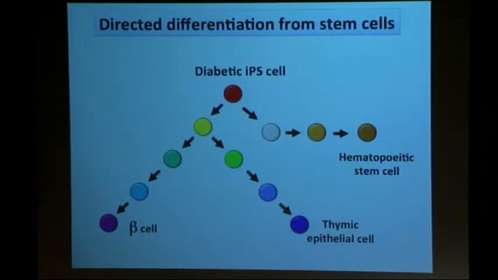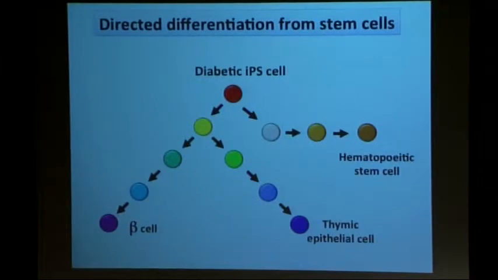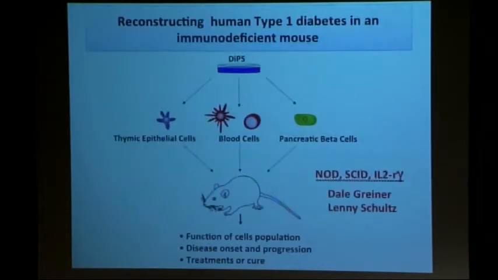So this is a very big challenge. I've already told you how hard it is just to make this one, and now I'm upping the ante by making 3 types. But all of these together are going to be put into a living test tube, a NOD-SCID IL-2R gamma knockout mouse, essentially an immuno-incompetent mouse, prepared by Dale Greiner and Lenny Schultz. And then in terms of a grand synthesis, the idea is, can you watch human diabetes develop in this living test tube?